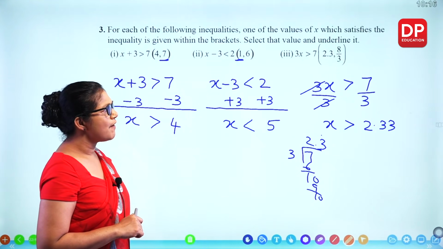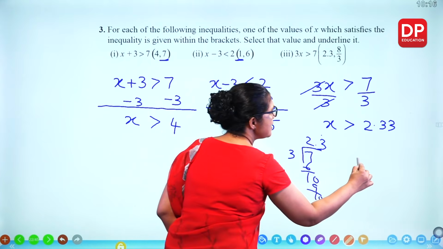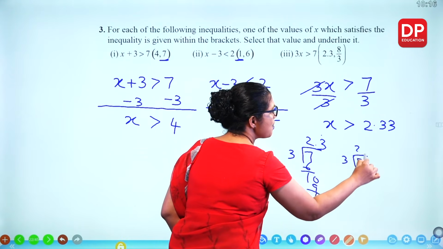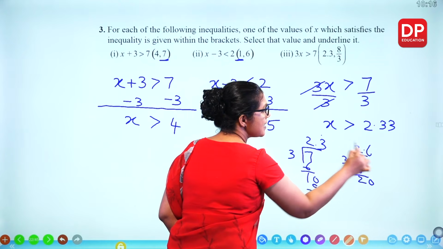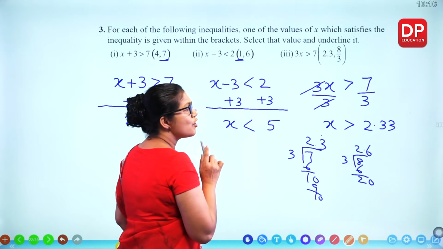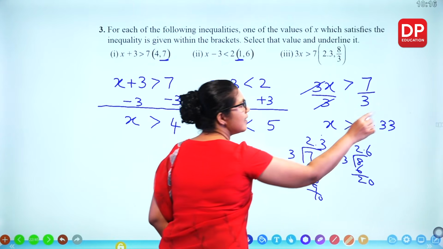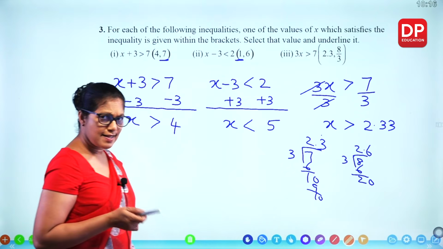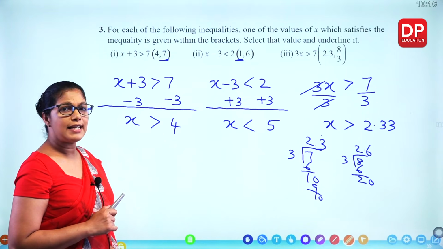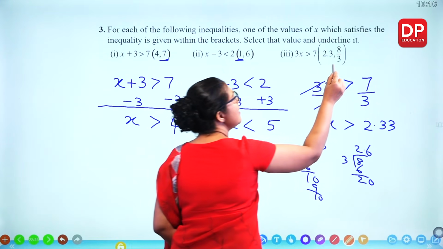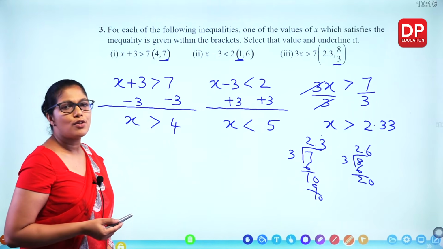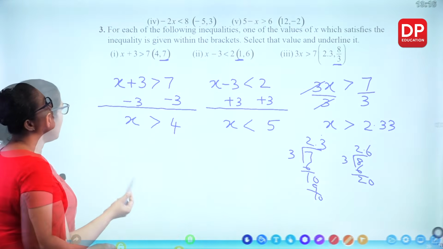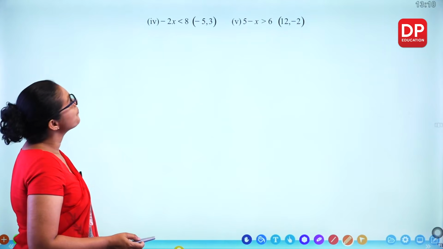So here this value 2.3 is less than 2.33. What about 8 divided by 3? What's the value of 8 divided by 3? 3 times 2 is 6, 2 remaining, 20, 3 times 6 is 18. So 2.6. Is 2.6 greater than 2.33? Yes. So here the suitable value for this one is 8/3. Let's take the next one.